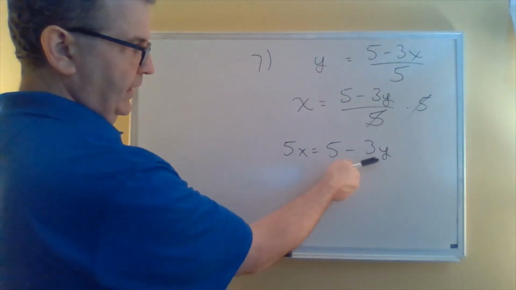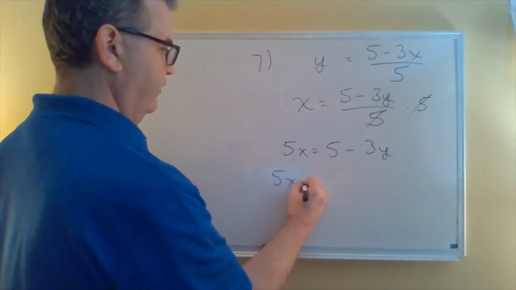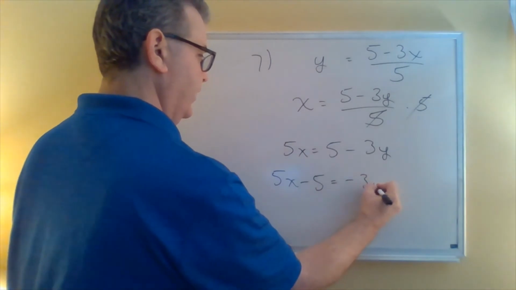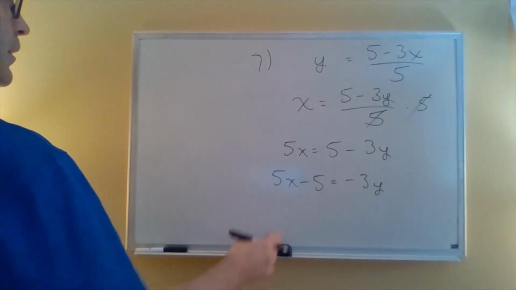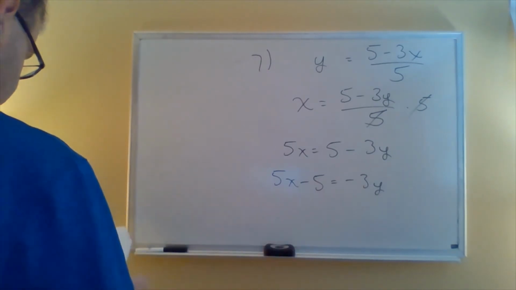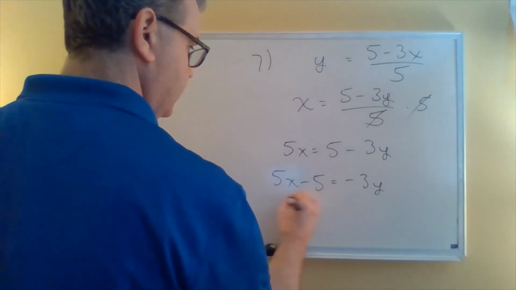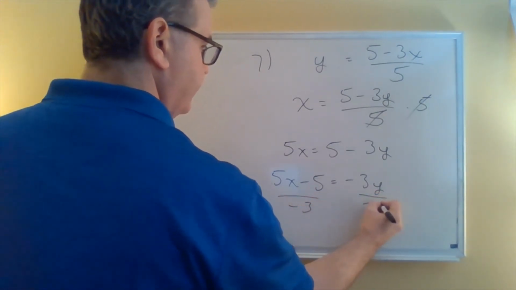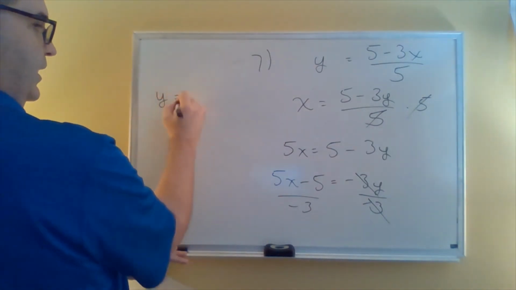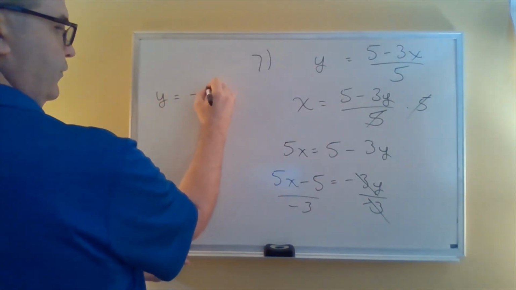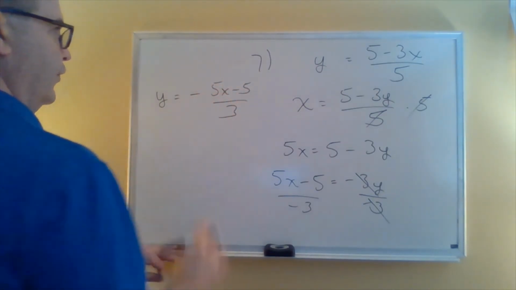Need to solve this for y. So I'm going to subtract 5 from each side. 5x minus 5 equals negative 3y. I'm going to divide by a negative 3. So that cancels out over here. I will end up with y equals (5x minus 5) over negative 3.